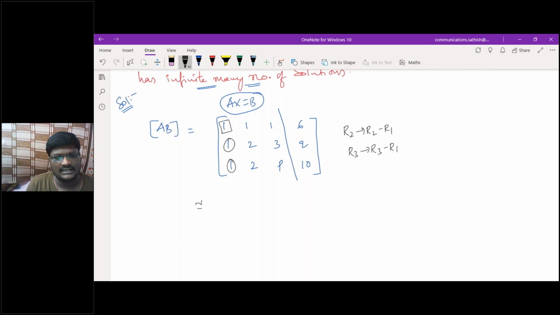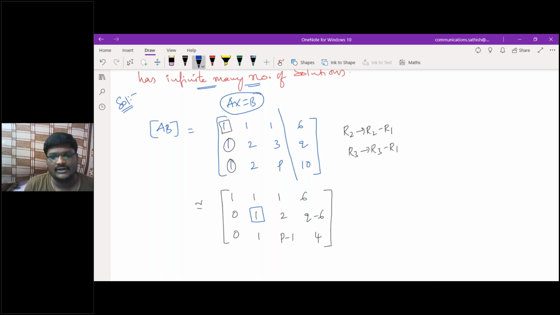So if I do that, what I'll get? This is 1, 1, 1, 6, which is 1 minus 1, 0, 2 minus 1, 1, 3 minus 1, 2, which is Q minus 6. Next, 0, 2 minus 1, 1, P minus 1, then 10 minus 6, which will be 4. Am I correct?